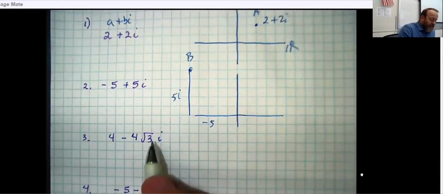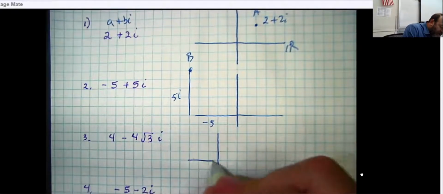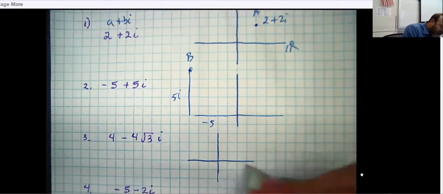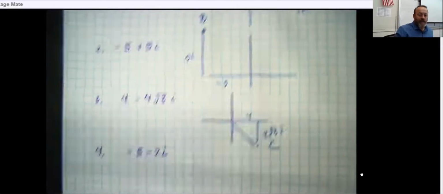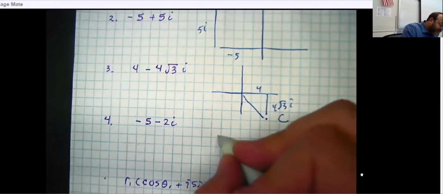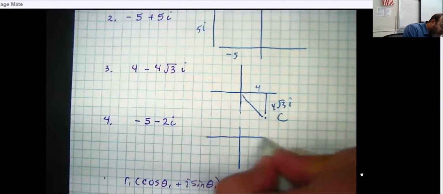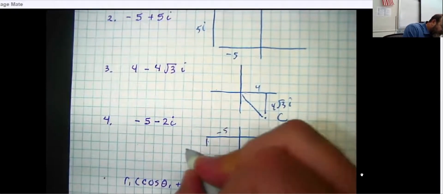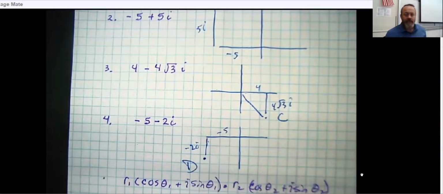Now, some of the problems are really nice, and some of them are not so nice. I'm not going to bother to draw this one to scale, so don't worry about that. I went over 4, and I went down 4 roots of 3i. So this is the coordinate 4 minus 4 roots of 3. And maybe the last one right here would be -5 and -2i. And so it would be sitting down here. Maybe I'll call this point D.